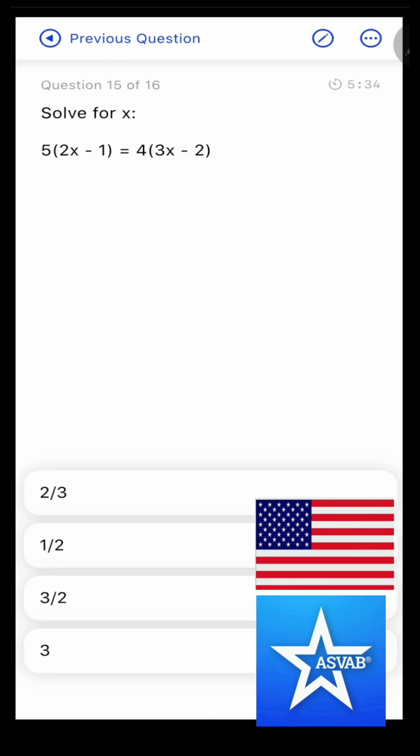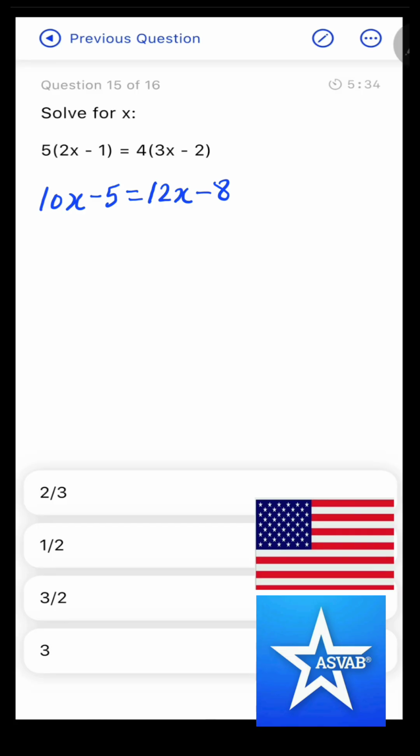Solve for x. We are given 5 into the bracket of 2x minus 1 equal to 4 into the bracket of 3x minus 2. To solve for the value of x, we're going to open the bracket by distributing the number that is behind the bracket into the bracket. So here we have 5. 5 multiplied by 2x is going to give us 10x. Then 5 multiplied by negative 1 is going to give us negative 5, which is going to be equal to 4 multiplied by 3x, which is 12x. Then 4 multiplied by negative 2 is going to give us negative 8.